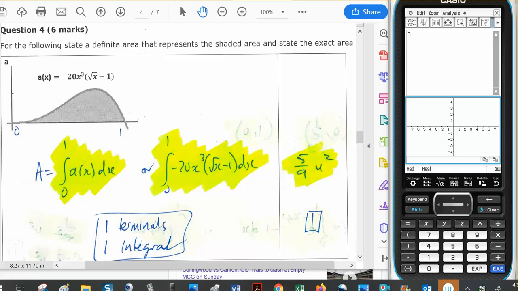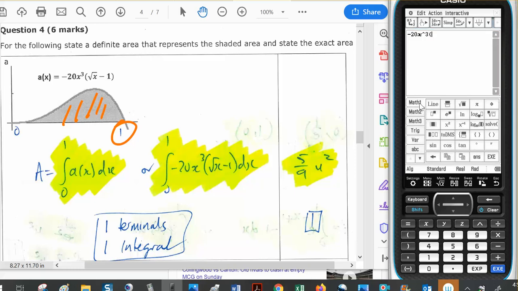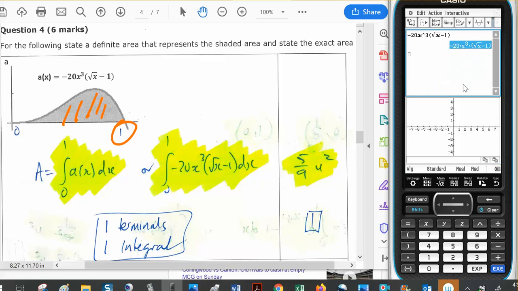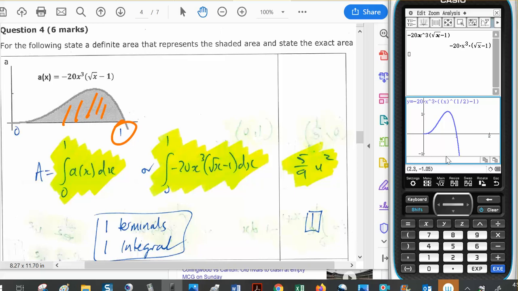Number 4 is to find out these areas. This area here, so I need to find out what the x-intercept is. So I might go negative 20 x cubed bracket. Now that square root is only got x inside of it, so make sure you're out of the square root, then minus 1, close bracket, press xe just to make sure it's correct. Also double check, and that's looking okay, and that's looking like what I've got there.